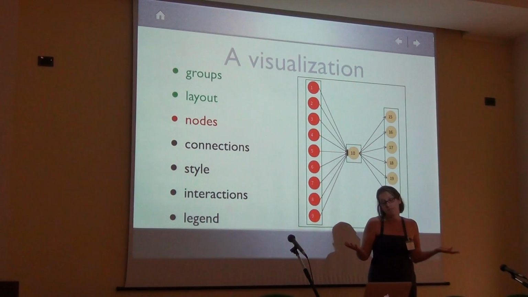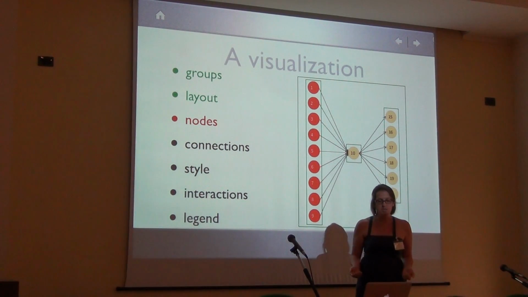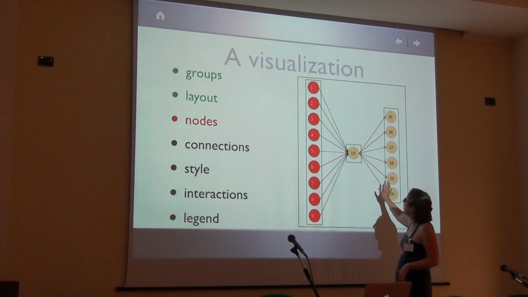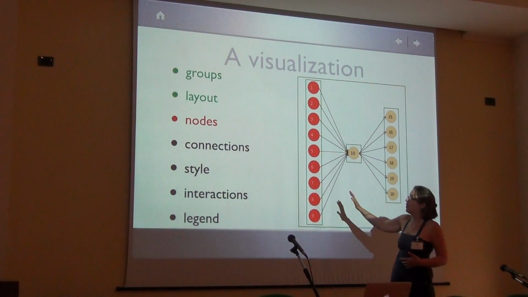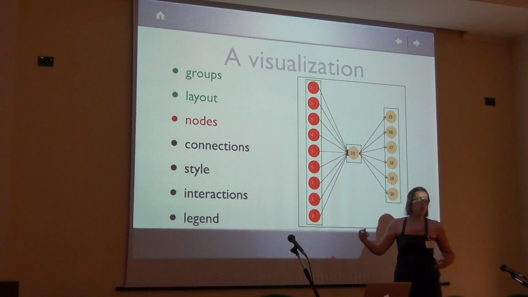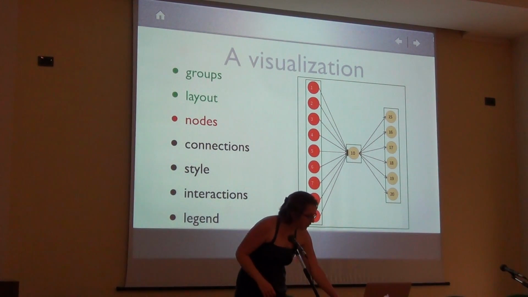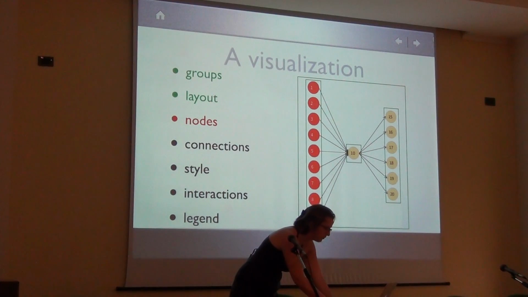According to them, and I agree with them, a visualization is different groups with some kind of layout. So here we have 4 groups, and with some layouts, we have some nodes, some connections between nodes. We can put some style, we can do some interaction, and we may have a legend.